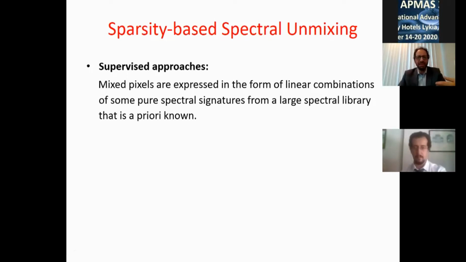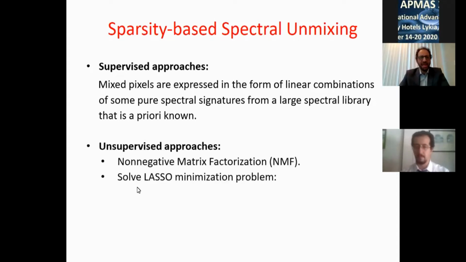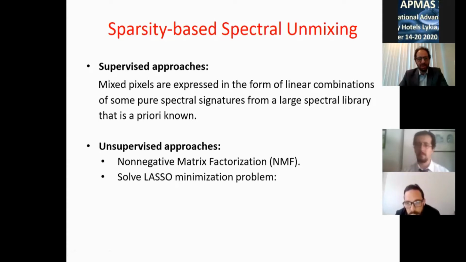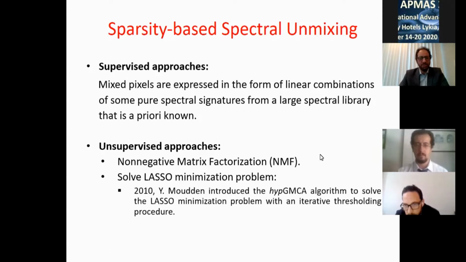So this is supervised in the sense that you have some prior knowledge about what you're trying to do. The other approach, which is the approach that we're taking, is the unsupervised approach, where you don't make any assumptions about what spectra are available or what their abundances or ratios are in each pixel. Typically, people have solved this through non-negative matrix factorization, or through solving the LASSO minimization problem, which I'm going to talk about.